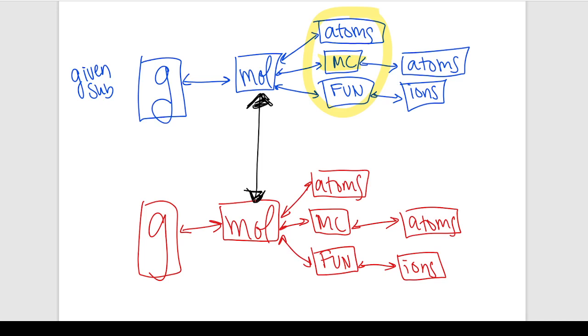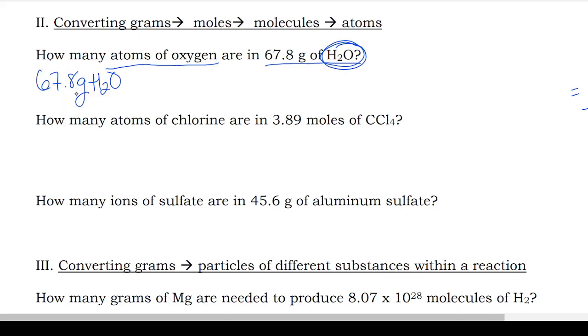So if you are going to go into particles of water, you are going to go into molecules of water because water is a molecule. But what this question is asking us to do is further break down water into the specific atoms that make it up. So we are given information on water in grams.